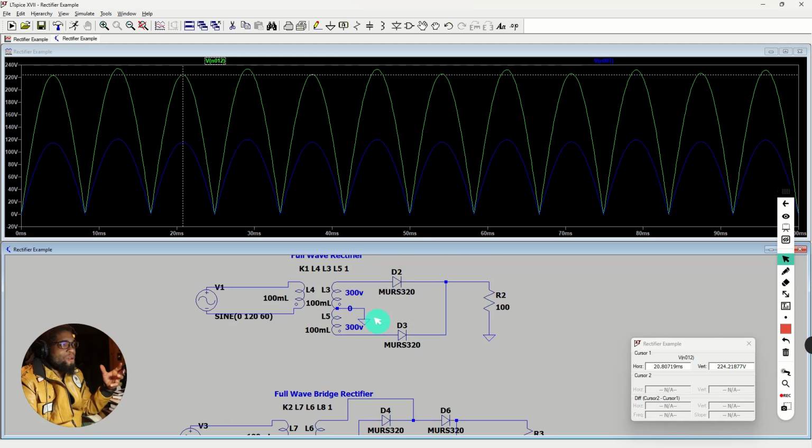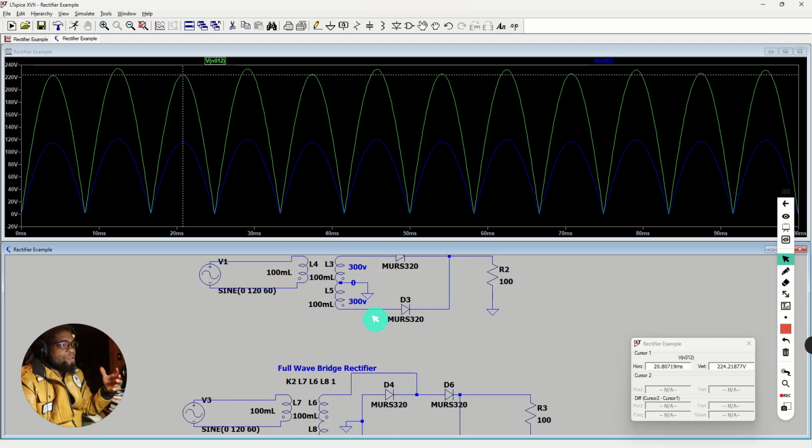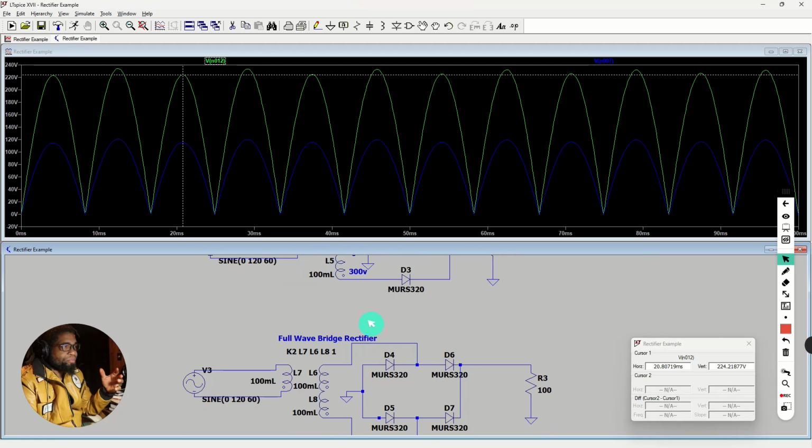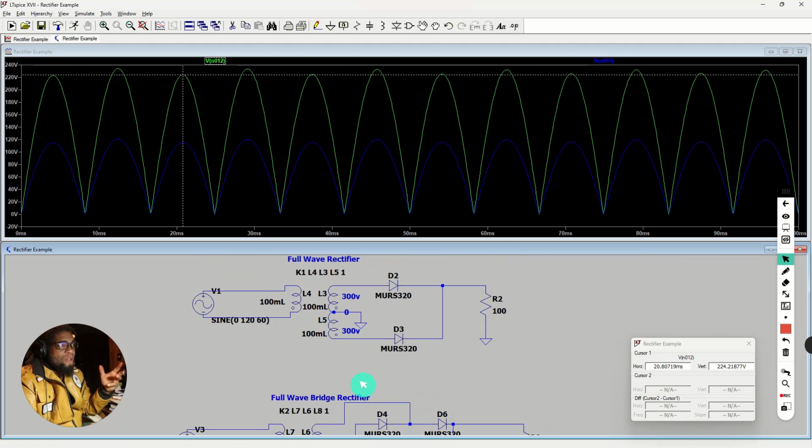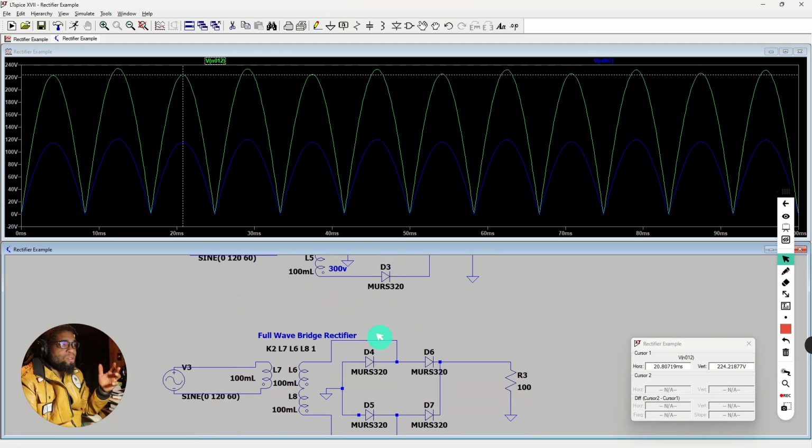With my example with the 300 volts, if I just wanted that 300 volts out of that center tap transformer, then I would just use a full wave rectifier, because it's only using one of these sides at one time, and when it's using the negative side, it's just flipping it over to the positive side, but you still have 300 volts.